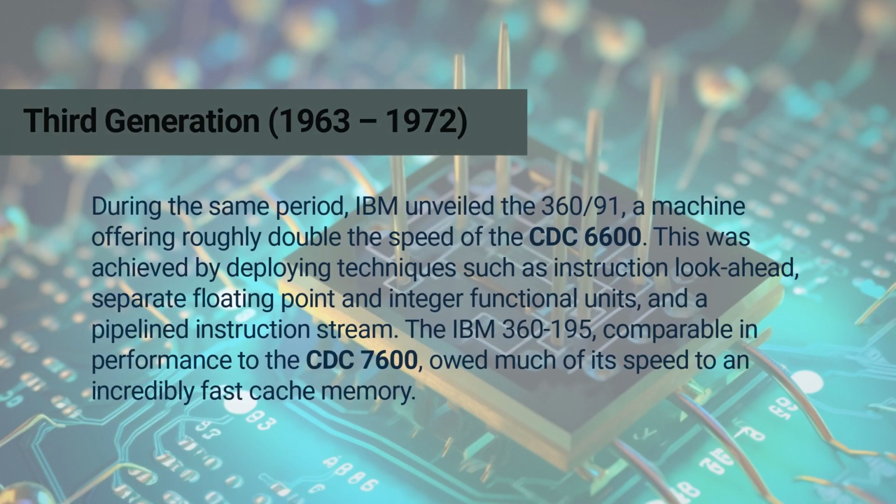During the same period, IBM unveiled the 360/91, a machine offering roughly double the speed of the CDC 6600. This was achieved by deploying techniques such as instruction look-ahead, separate floating point and integer functional units, and a pipelined instruction string. The IBM 360-195, comparable in performance to the CDC 7600, owed much of its speed to an incredibly fast cache memory.